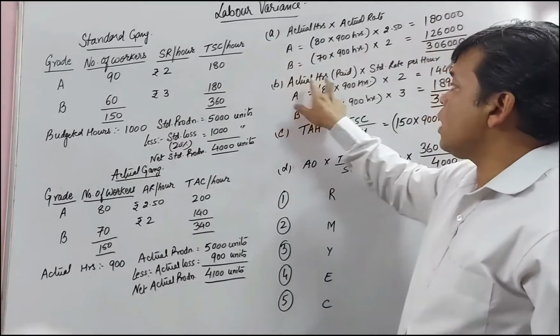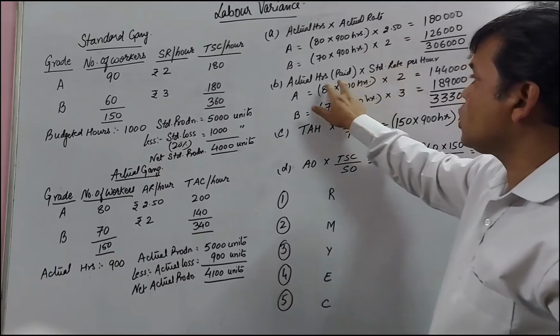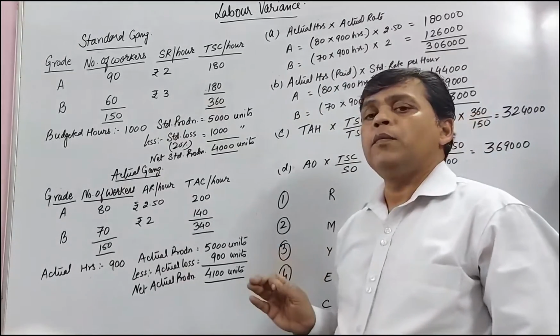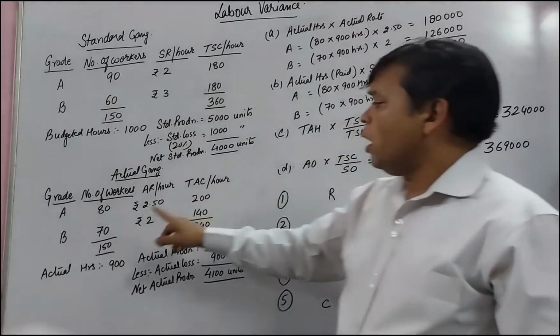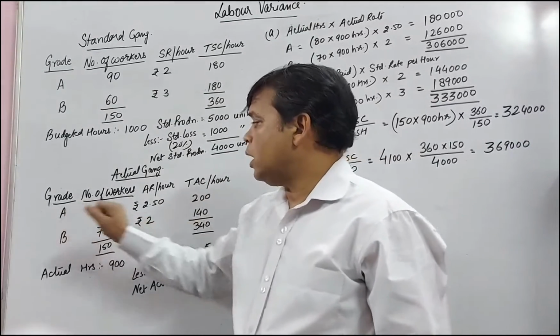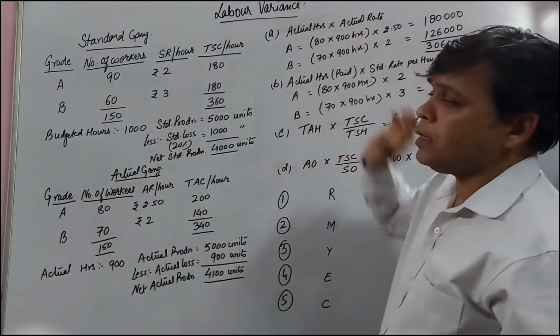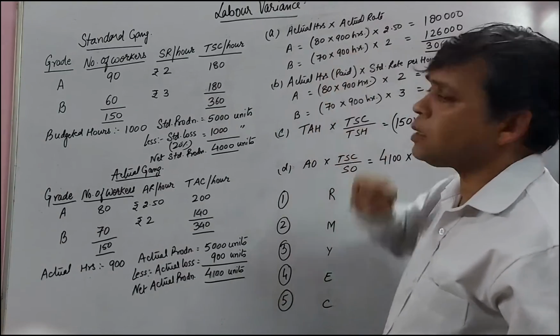In part B, we are going to calculate actual hours paid into standard rate per hour. Actual hours paid basically means the payment made to the labor for the actual hours worked. If we are talking about the grade A worker, then actual hours is 80 into 900, same as A, and for the grade B worker 70 into 900, same as A.